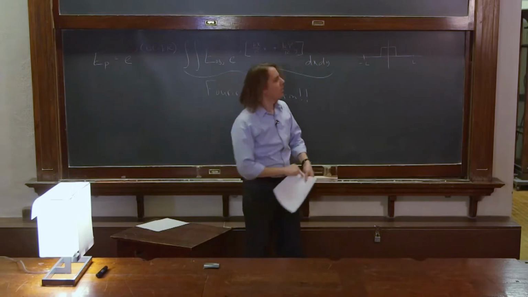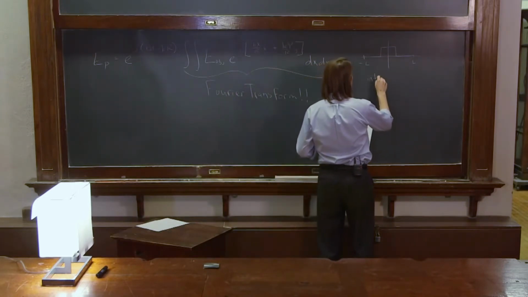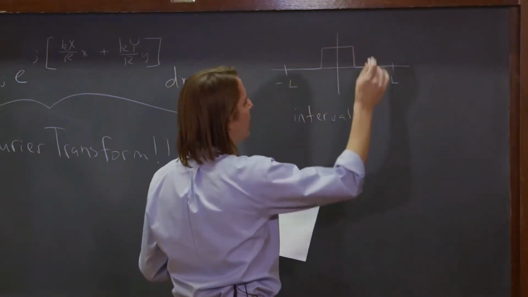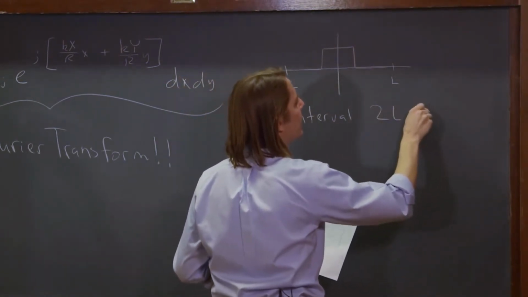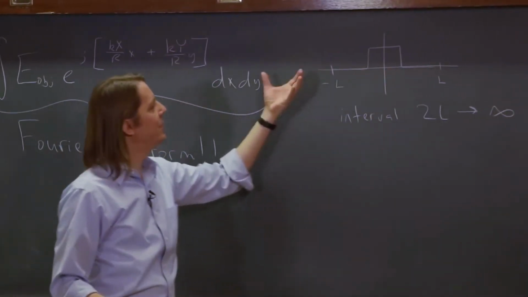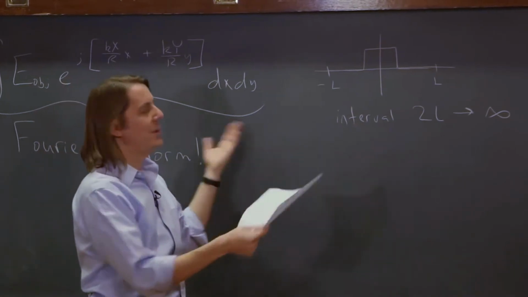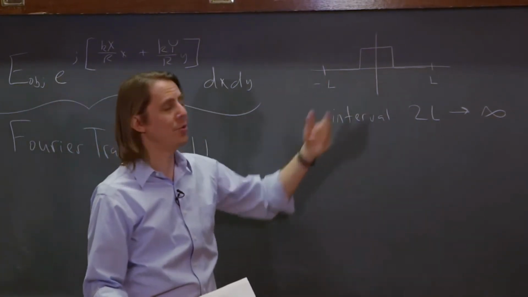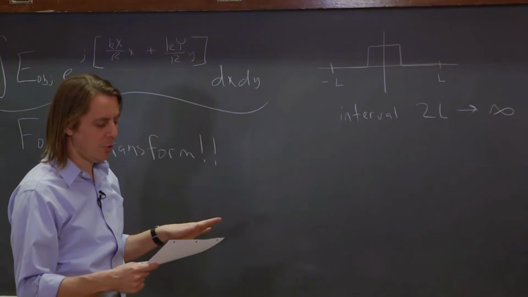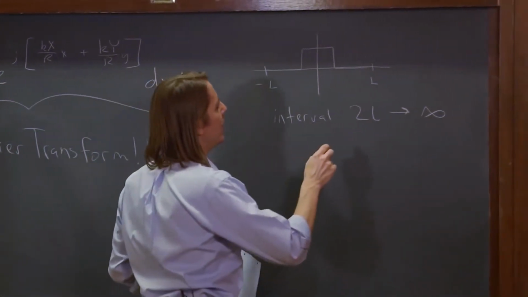Here's a few analogies I can give you. Before, the interval was 2L. But let's let that go to infinity, right? If you do this from minus L to L, you can make a pulse, but then the function you get repeats the pulse over and over. So why not just make the domain infinity and say there is only a pulse at 0 and nowhere else? Well, if you do that, what is that going to do?